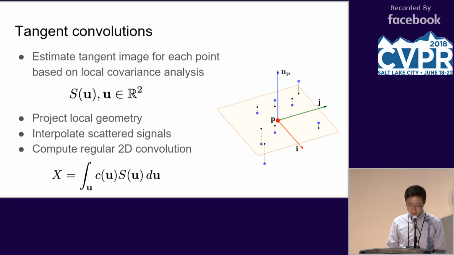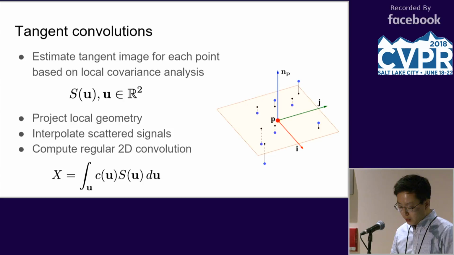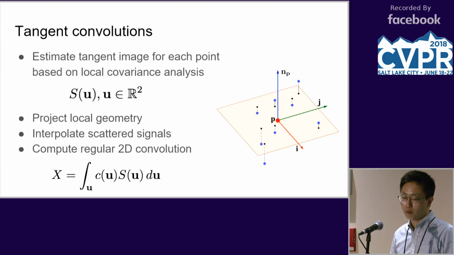Consider a 3D scan represented as a point cloud, which we want to analyze using a ConvNet. The main idea behind our method is to locally approximate the surface geometry with a plane and compute regular 2D convolution in this plane. For each point in the point cloud, we define a tangent image and project the local geometry onto it. The orientation of the tangent image is determined through local covariance analysis. Such images are densified by interpolating signals from scattered point projections. The resulting dense images can be convolved in 2D with ConvNet filters, yielding feature embeddings for each point.